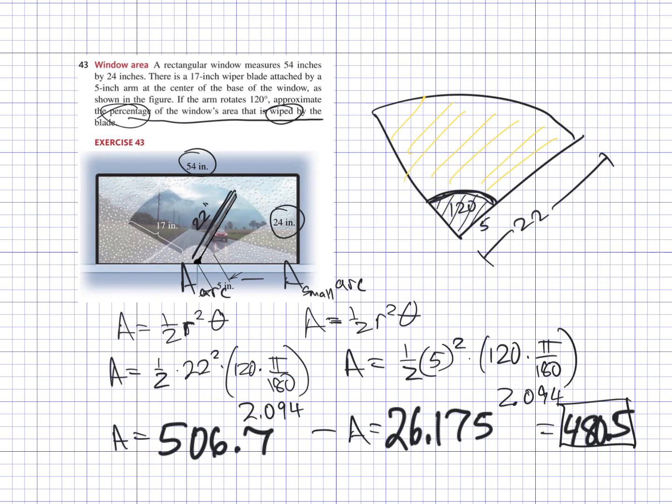All right, so what percentage of the window? Well, we have 480 square inches, okay, that we're wiping. How do we know what percentage that is out of the whole entire window? You take that divided by the area of the window. The area of the window is 54 times 24, length times width. So if you divide that, you're going to get 0.37, which is 37%. Okay, it's not exact, but 37%.